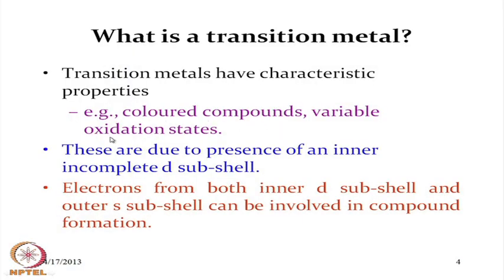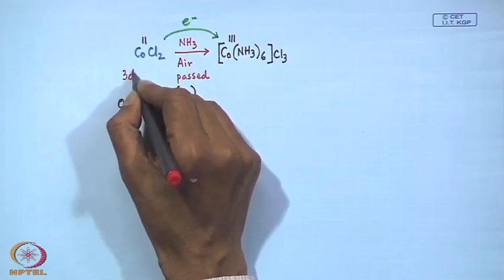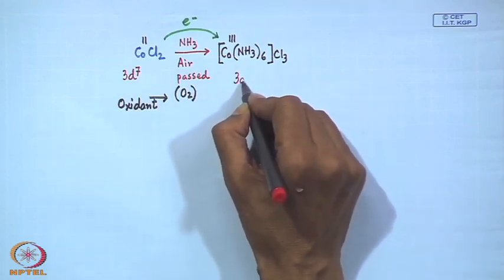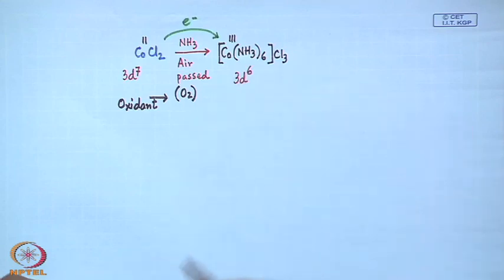So, we get the variable oxidation states within these metal complexes. Why do we get such things, that means the colored compounds as well as the variable oxidation states? Because we can have the presence of inner incomplete d subcells. So, when we have a typical electronic configuration, that means cobalt in 3d7. So, we have cobalt 2 where we have 3d7 electronic configuration, and cobalt 3 is 3d6.